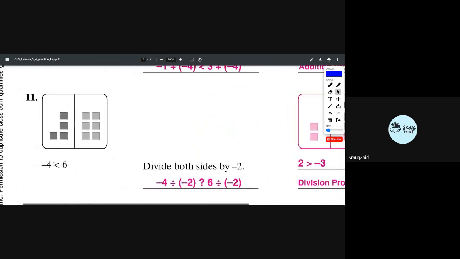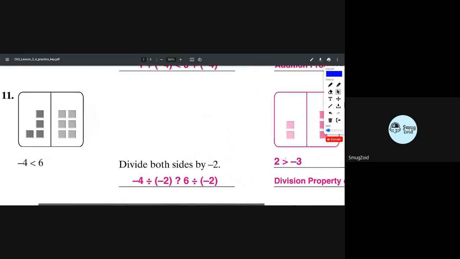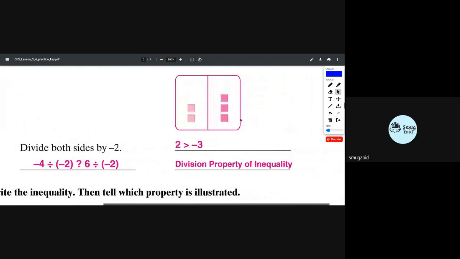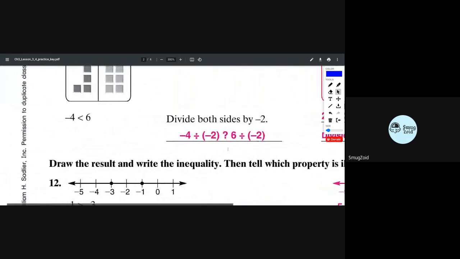Flip the sign. You went from -4 is less than 6. Now 2 is greater than -3, because if you divide a positive number by a negative number, you get a negative number, and a negative number by a negative number, you get a positive number. And this is the division property of inequality.